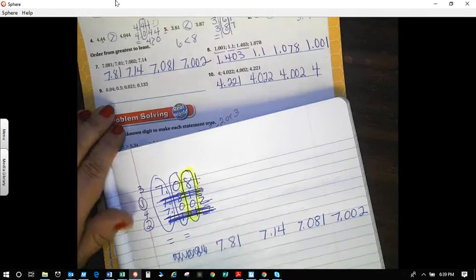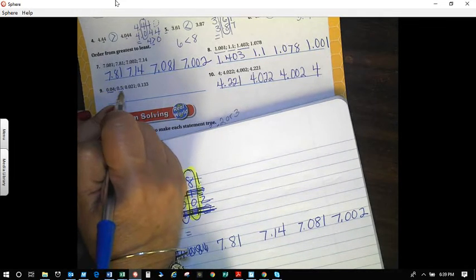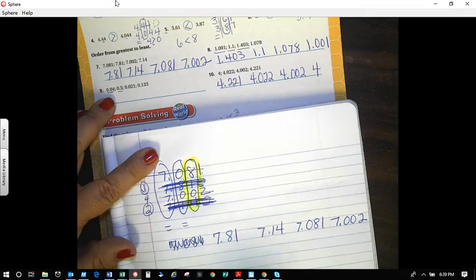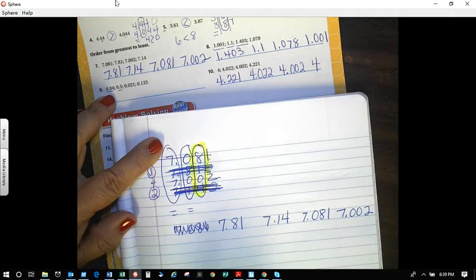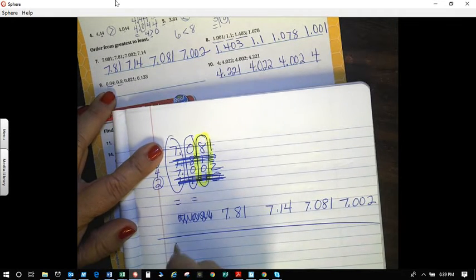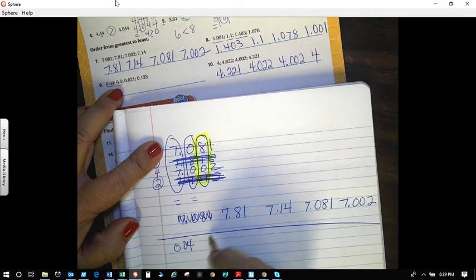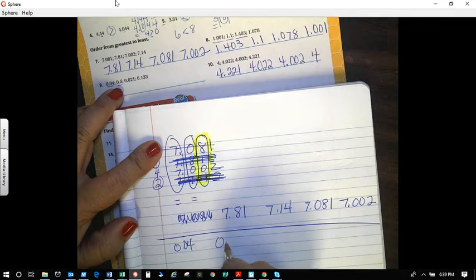All right, we're going to do the same thing with number 9. These numbers can get a little confusing, so be really careful. I know last night I was saying to go ahead and underline some of those, so that would make it easier. And see what happens when I don't do that. It makes it a little bit more complicated. I'm going to draw my line there. I have 4 hundredths.